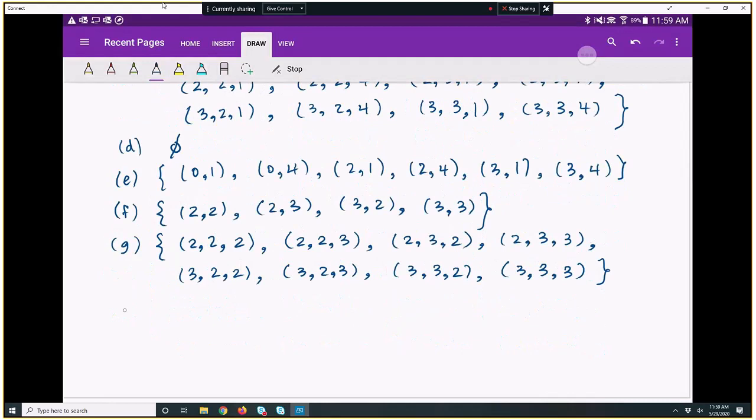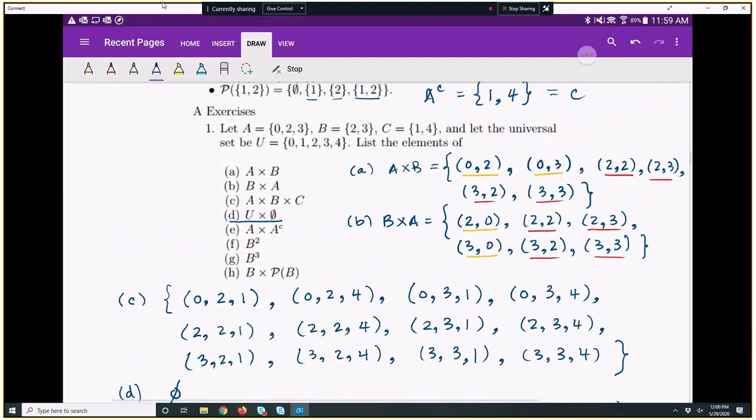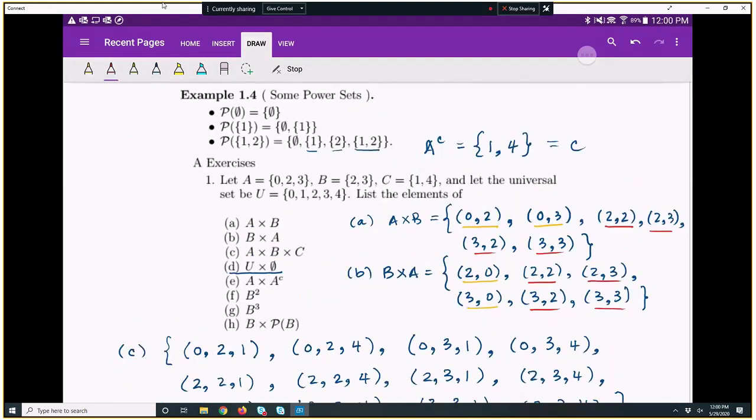Now the last example is a bit more interesting because it's asked us to do B crossed with the power set of B. So off to the side, let's go ahead and make sure we know the power set of B. That should be the set of all subsets of B. So first of all, it contains the empty set because that's certainly a subset of B. Singleton 2 is a subset of B. Singleton 3 is a subset of B. And B is a subset of B.